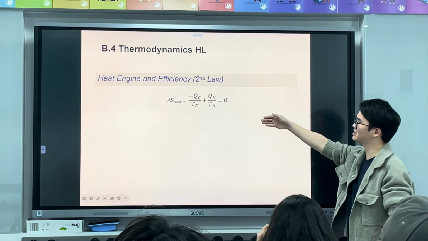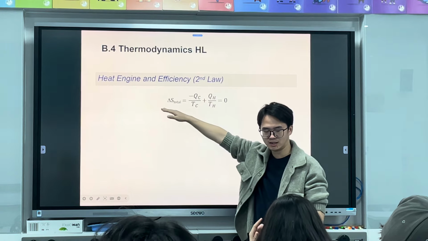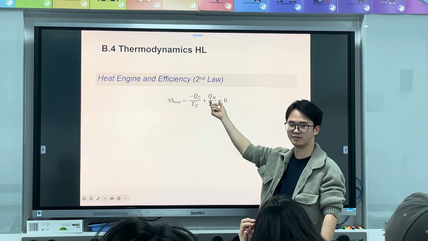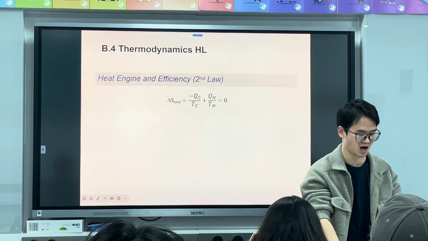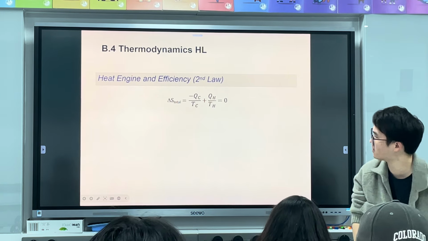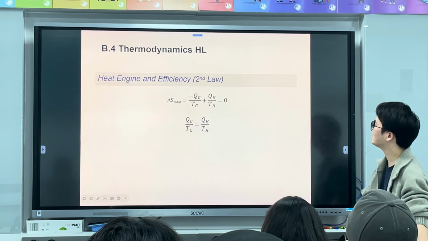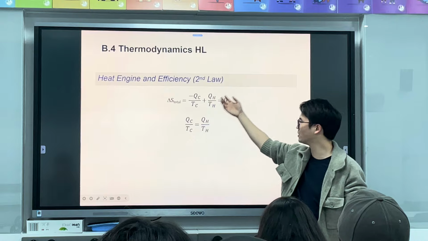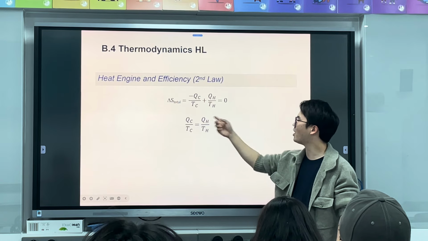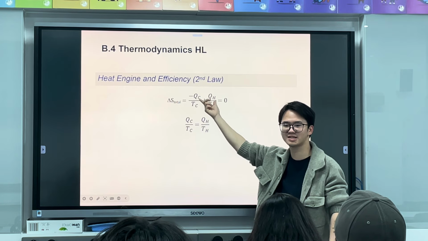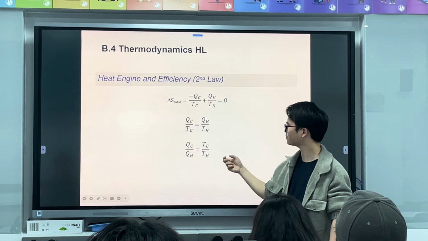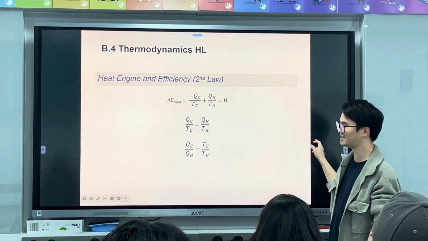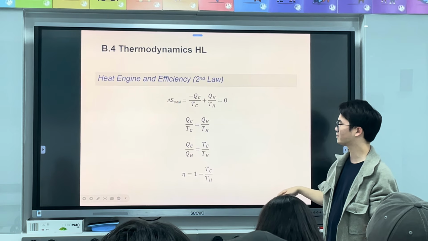So we get this: the total change in entropy of the system equals the sum of those two. You need to look at the change in entropy of the hot system and the change in entropy of the cold system. If the total change of the hot system and the cold system is 0, you end up getting this. And we also know that QC over QH equals TC over TH.